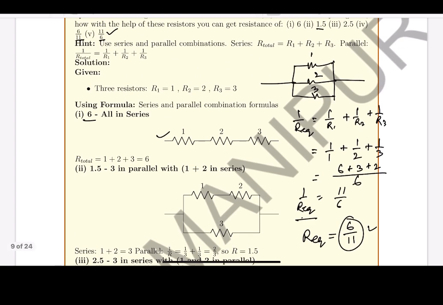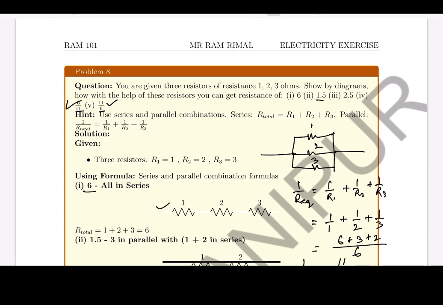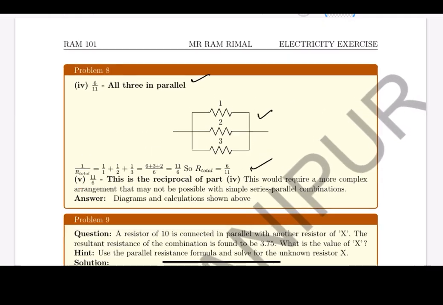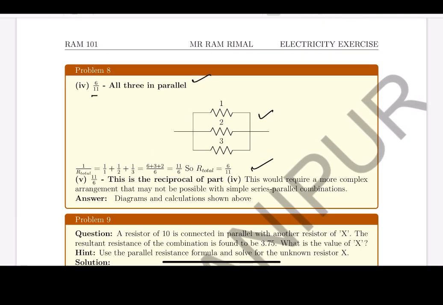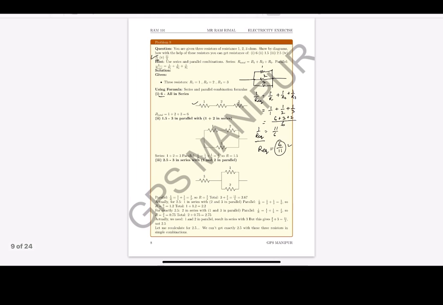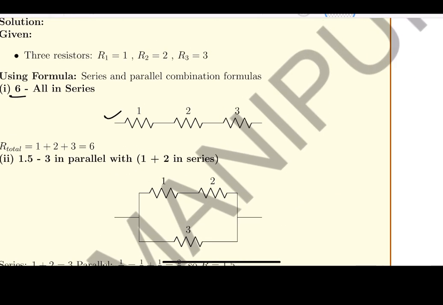So 6 by 11, where is 6 by 11? This one, sorry, it is Roman number 4. So if you go to Roman number 4, you'll find that I got 6 by 11 by connecting all 3 in parallel. Now try another combination. What may be another combination?